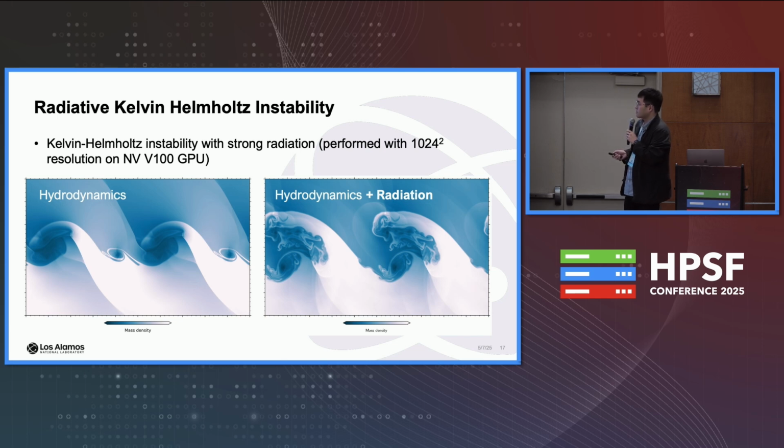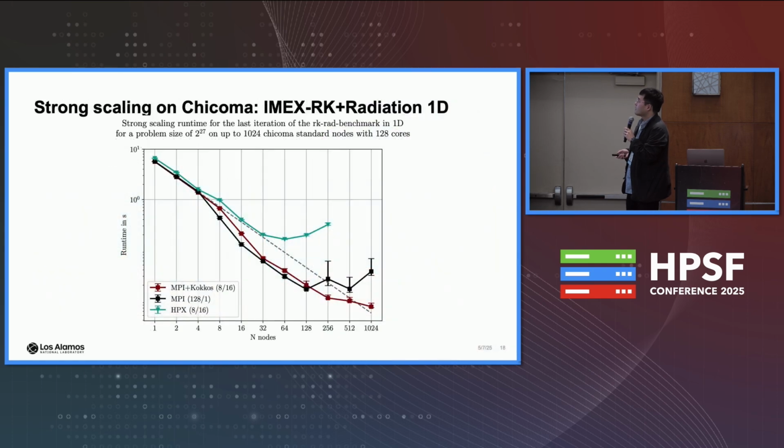Again, run on exactly the same thing. This is the hydro with the radiation. We see a clear distinction between those scenarios. Then we also did some performance tests, and Chikoma is our test bed machine, or say institutional computing machine in Los Alamos that also has GPUs and other things.